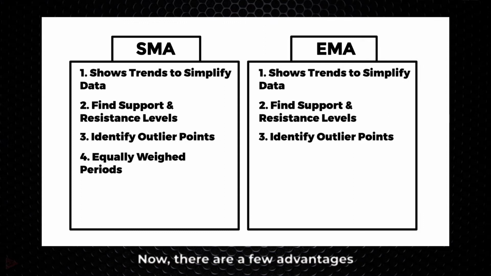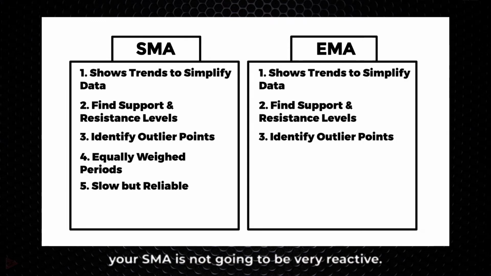Now, there are a few advantages and disadvantages to simple moving averages. One of the disadvantages is that it gives equal weight to every single period. Sometimes a very big move might only occur at the end of the 20 period. Even though that might be a big move, seeing as your weighting is equal, your SMA is not going to be very reactive. Now, this could be modified on a case-by-case basis, but that really depends on you and what your purpose is when you are using these SMAs.